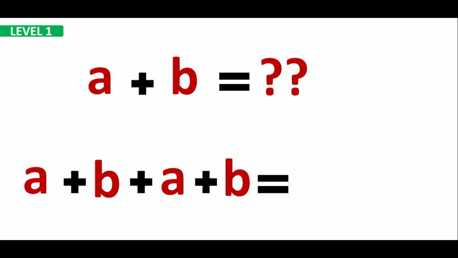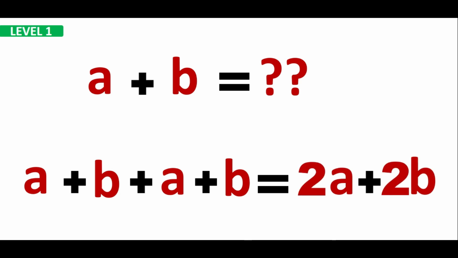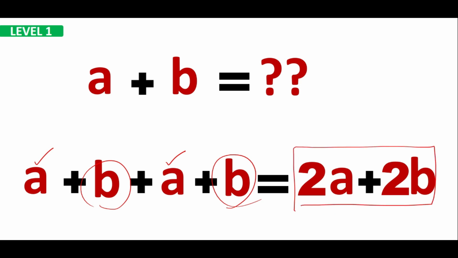What if you're adding A plus B? You don't have a particular answer for it. It just remains A plus B. But if you had A plus B plus A plus B, then your answer will look like 2A plus 2B. So here you are combining the A terms, so A plus A is 2A, and the B terms, so this is your final answer. This is the same approach that we use with surds.